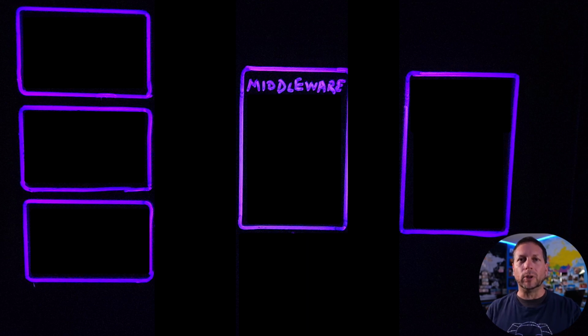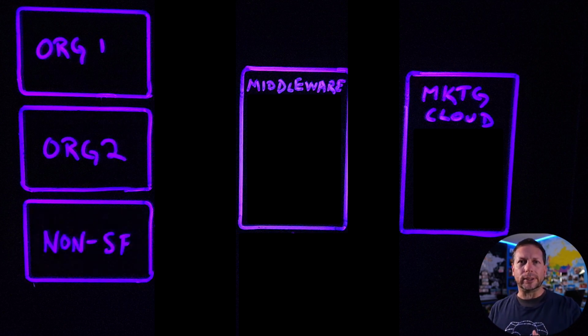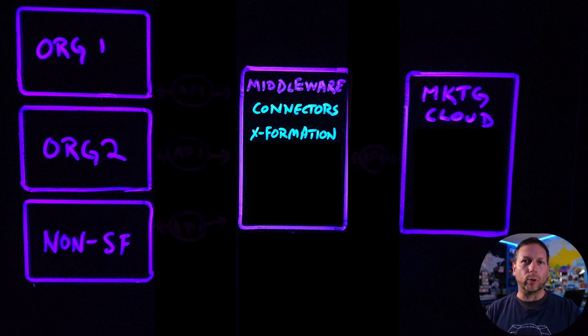In this approach, instead of using either of the Marketing Cloud connectors, you would use a middleware tool like MuleSoft or something similar to connect Marketing Cloud to any Salesforce orgs in your landscape that you want to connect it to, and also any non-Salesforce systems. So if you have a third-party system that has data that's relevant for Marketing Cloud, you can connect that as well. And you would use the middleware tool to build any connectors you need to build, handle any data transformation, and then handle the exchange of data back and forth between systems.